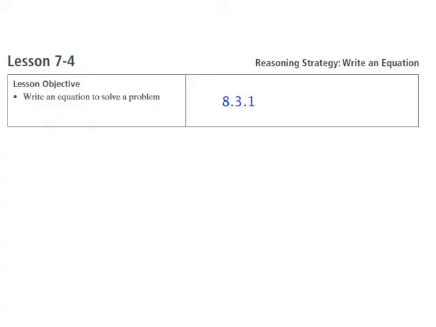Today's lesson is to write an equation. We're going to write an equation to solve a problem. The Indiana Academic Standard is 8.3.1. This is where you're going to take those story problems and turn them into algebra equations.